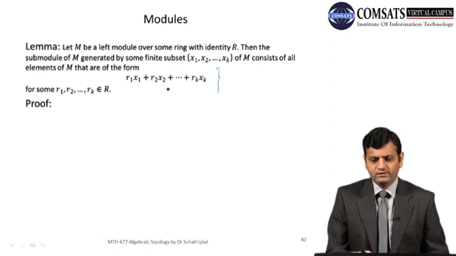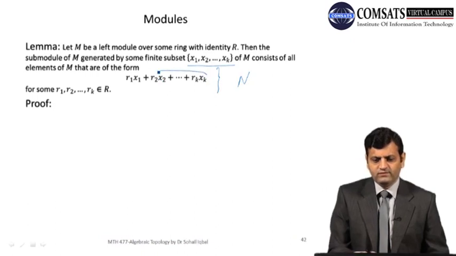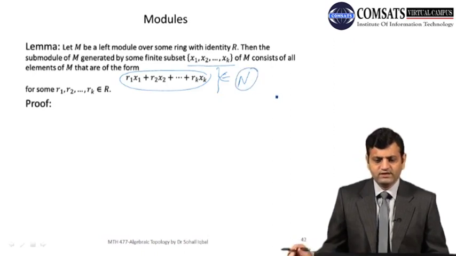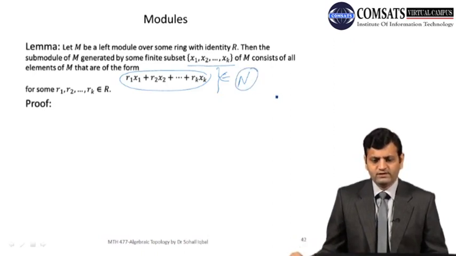The proof of this is very simple, because if we have a submodule, let's call it N, containing these elements, then r1x1, r2x2, up to rkxk should also belong to N, because it's a submodule. So the one side is very simple: every element of this form belongs to N. Conversely, if every element of this form belongs to N, then N obviously is a module. I'm leaving this as an exercise. It's a very simple result.